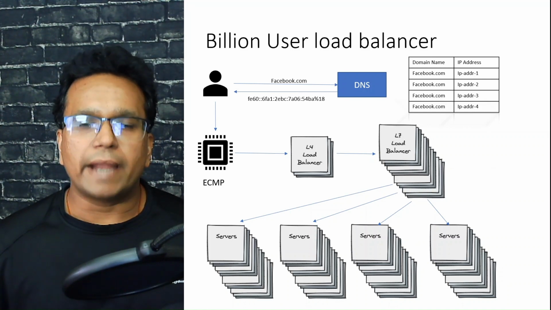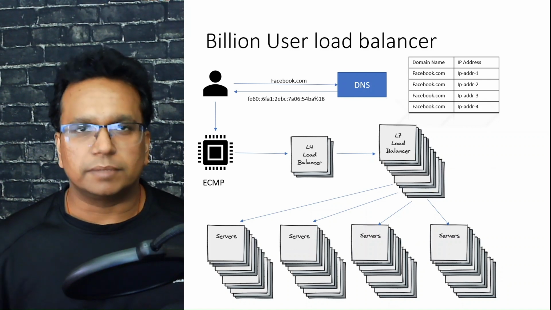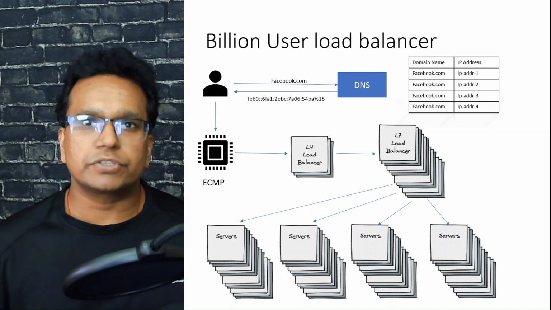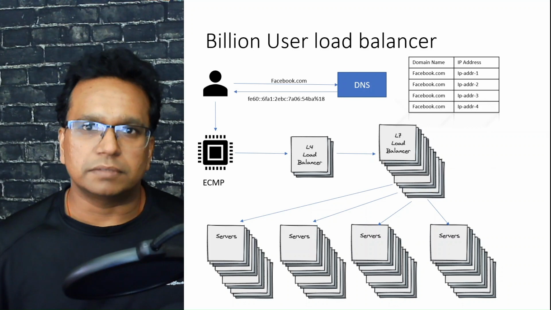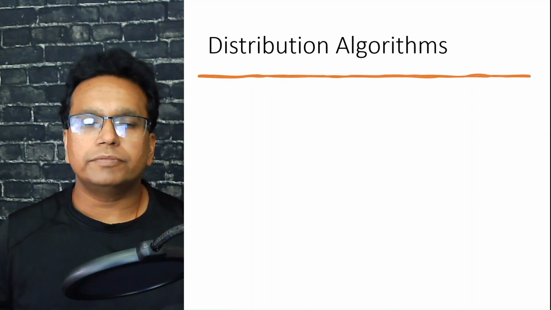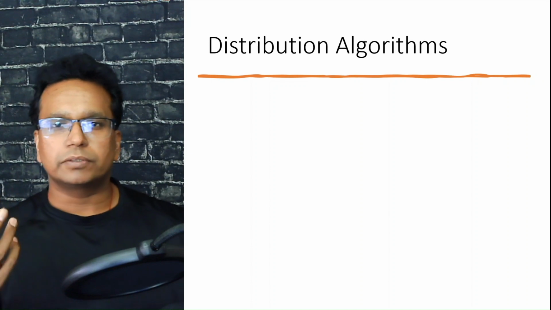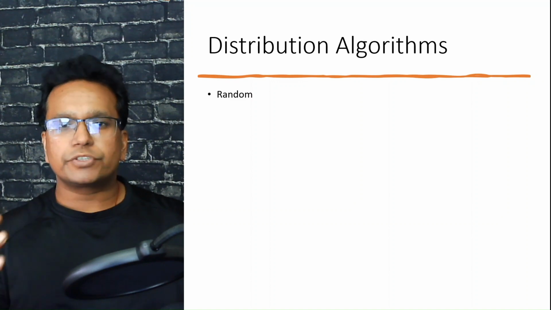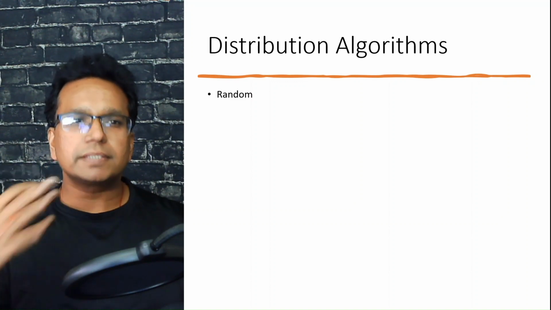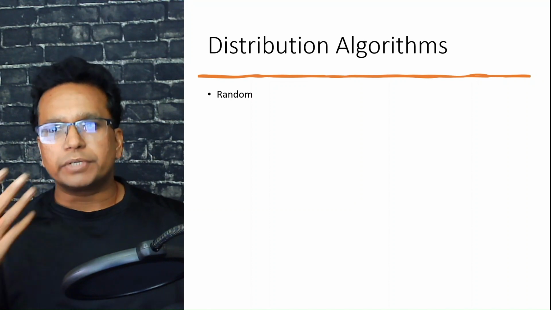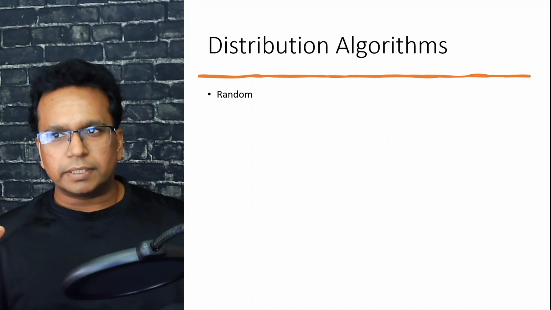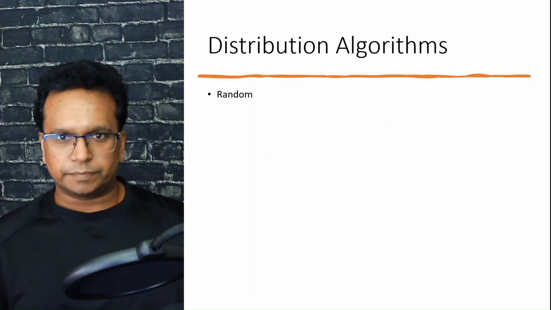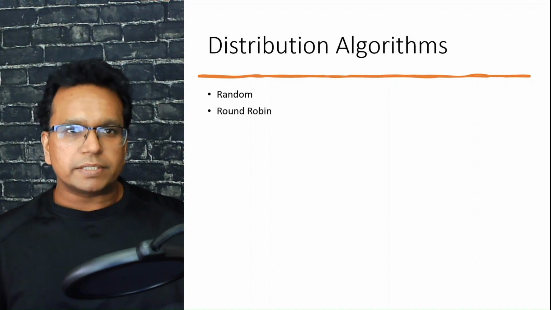Now let's take a look at the distribution algorithms that load balancers use to distribute requests to different servers. Here are some of the most common load balancing algorithms. Random: this algorithm routes the request to a randomly selected server. This is a very simple and effective way to distribute the traffic, but it may result in uneven server utilization. The second common, popular one is round robin.